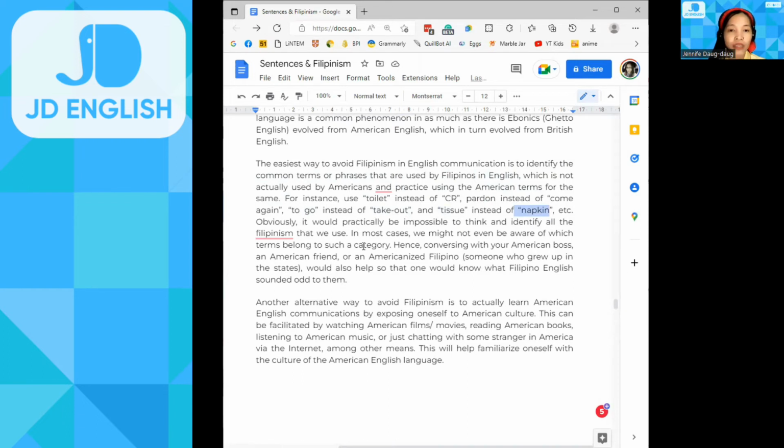Obviously, it would practically be impossible to think and identify all the Filipinism that we use. In most cases, we might not even be aware of which terms belong to such a category. Hence, conversing with your American boss, an American friend, or an Americanized Filipino, or someone who grew up in the States would also help so that one would know what Filipino English sounded odd to them.